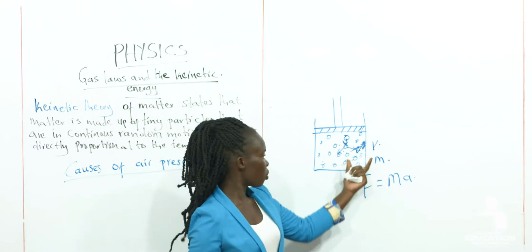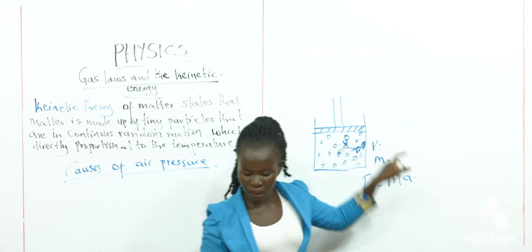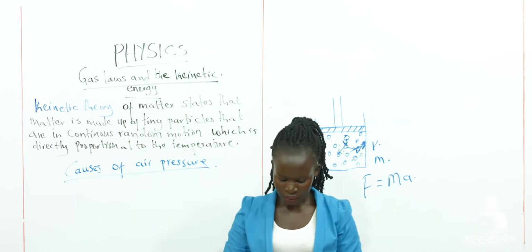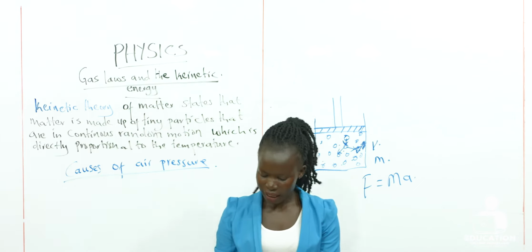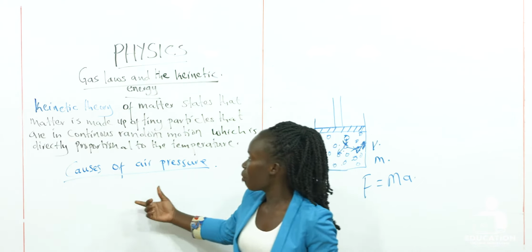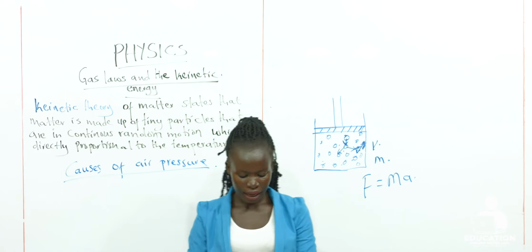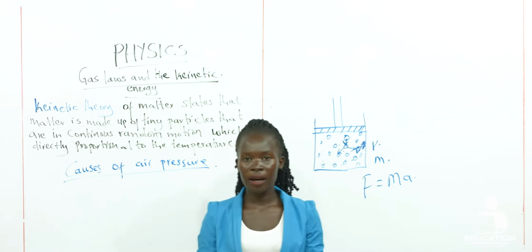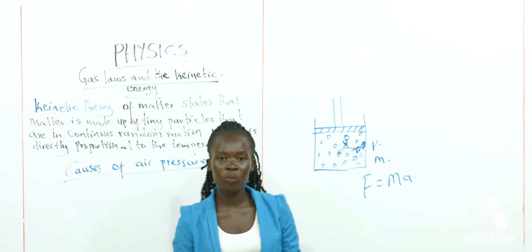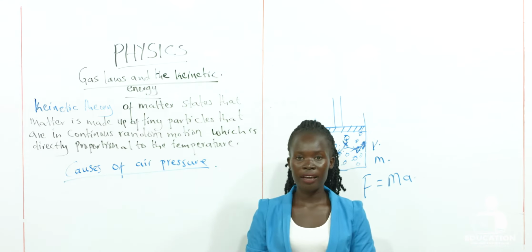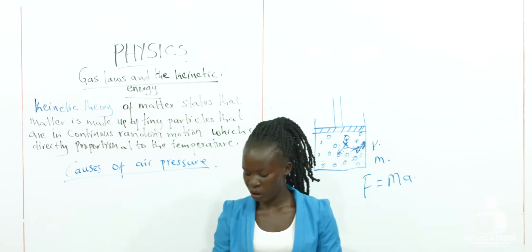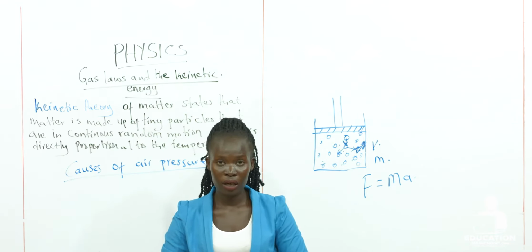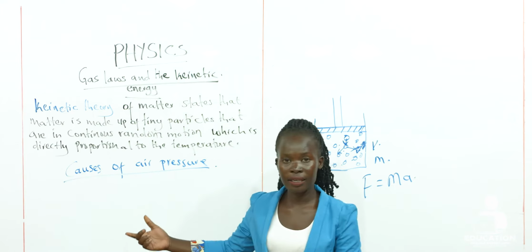So it is just because of this force we've been talking about. So you see that this kinetic theory of matter here can be used to explain the laws of gases, where we have Boyle's law and Charles's law. But then how can we explain them using this kinetic theory?